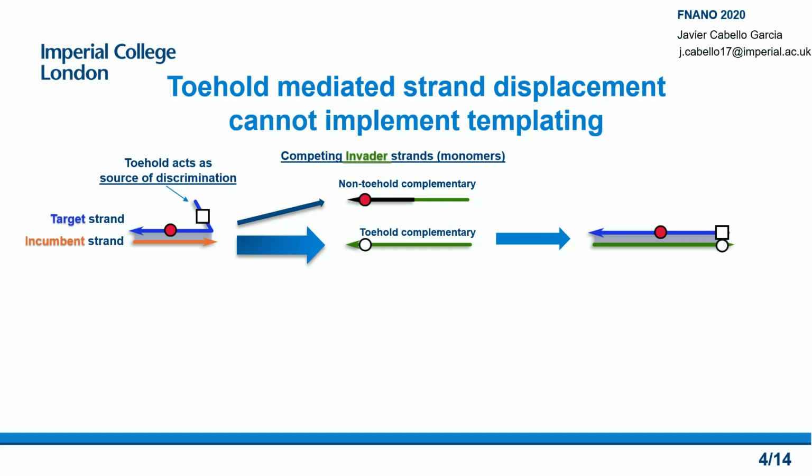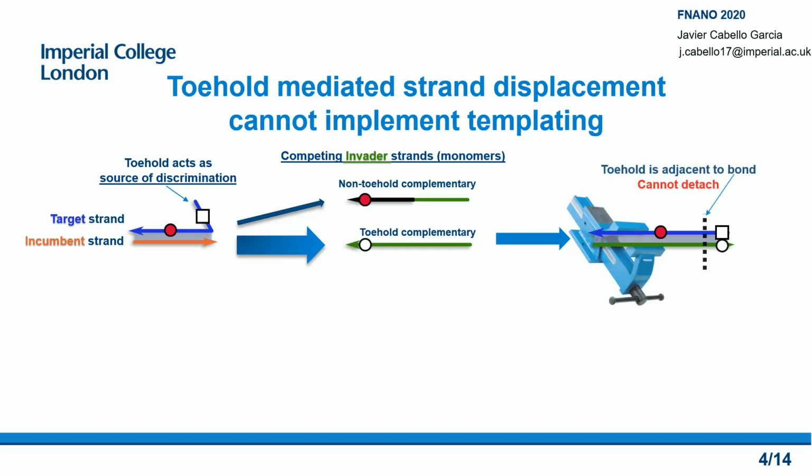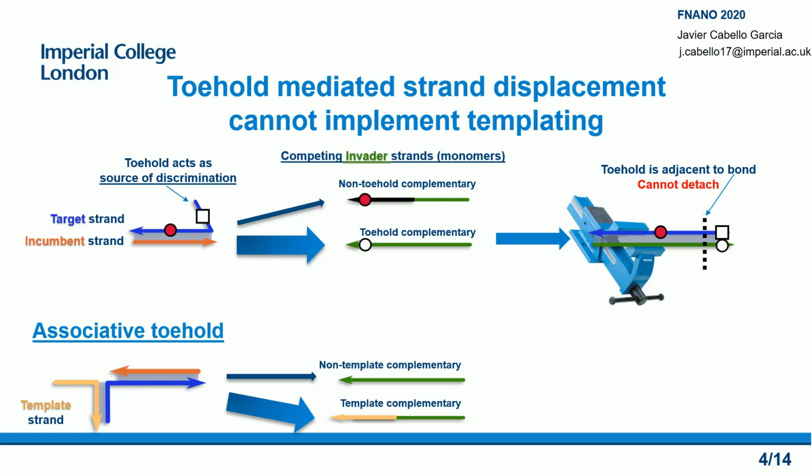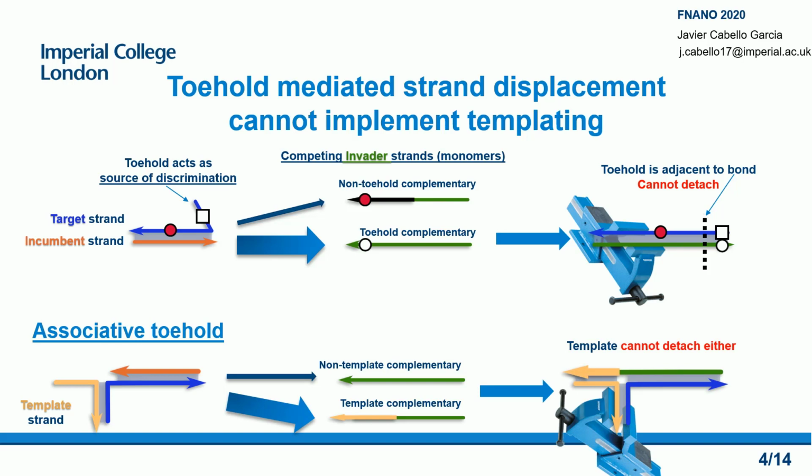However, the toehold is located adjacent to the binding domain between target and invader. This stable binding clamps the two strands together, preventing toehold detachment after the strand displacement takes place. With this binding cooperativity in mind, a way to ensure the detachment of the strands would be to change the position of the toehold. Different topologies, like the associative toehold, introduce the recognition element in a completely different strand. In the same way as before, an invader strand with complementarity to this template strand will react quicker, and again, the template strand will stay firmly attached to the target and the invader.